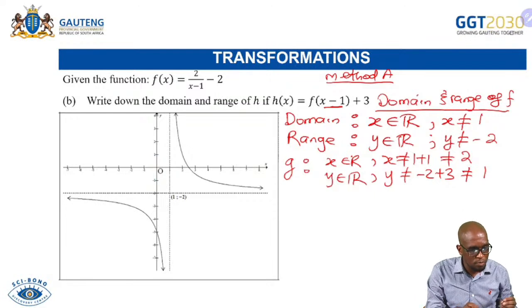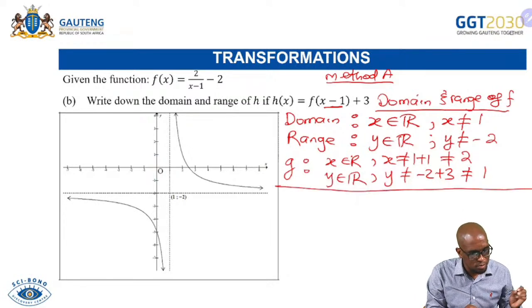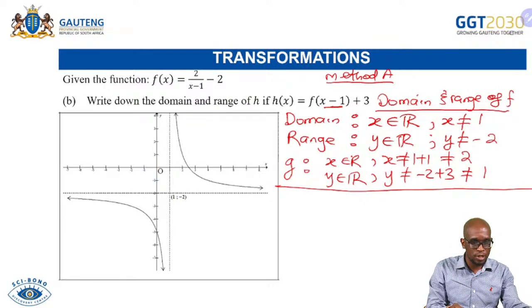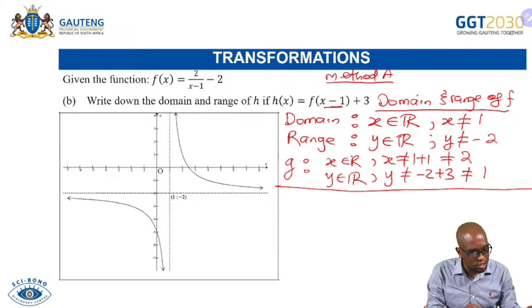So we found the domain and the range using method A. Now for method B, what we're basically going to do is transform the function, and then from there we get the domain and range of the new function.